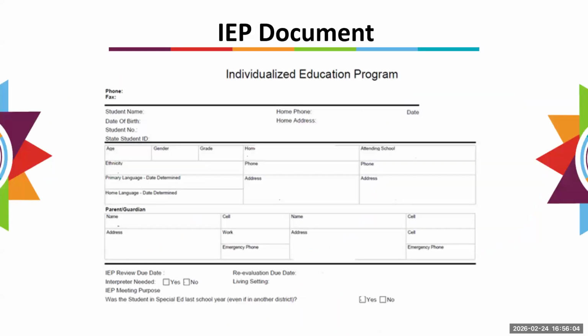Here is an example of what the IEP document will look like. This is the student identifying page that provides your student name, date of birth, their student number, their state ID. It also provides really important information on the IEP review due date and the reevaluation due date. So this is what it may look like, of course, filled out with your child's information.